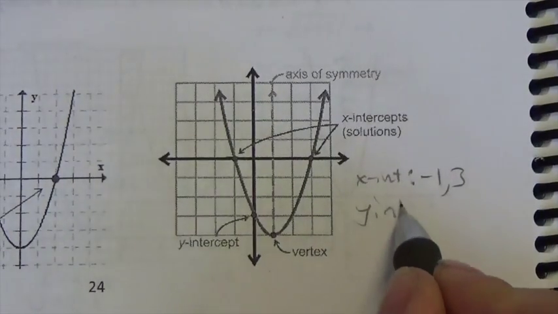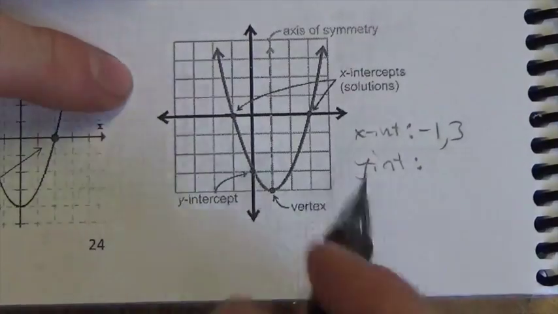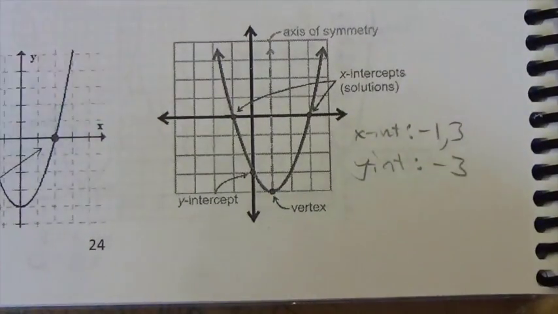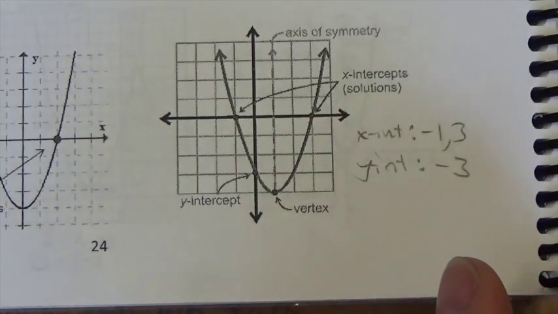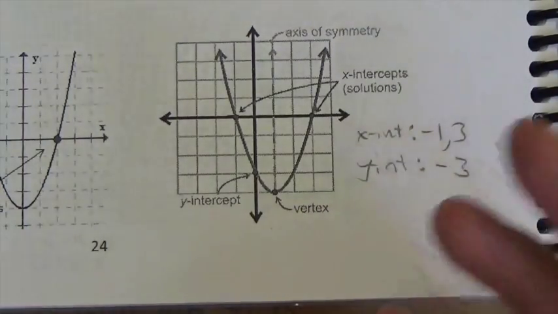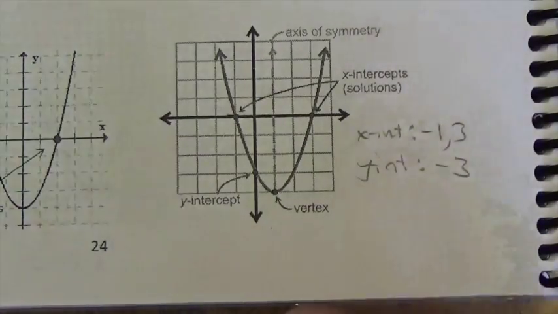My y-intercept, the point where this thing crosses the y-axis, is going to be down here at negative 3. Okay, so now what we're going to do is we're going to take a look at some examples of questions that you could get asked. We'll look at a quick summary first of everything we've just done, and then do some specific questions.